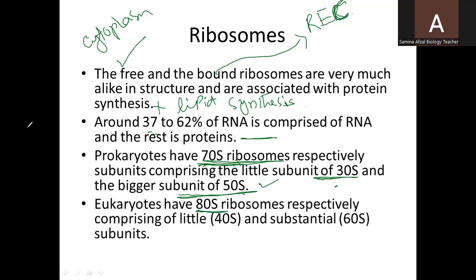So the difference is there. Eukaryotes have 80S ribosomes, in which the 40S is the smaller subunit and the 60S is the larger subunit. In this way, ribosomes are differently available in prokaryotes and eukaryotes. They are different in size and different in units as well. The subunits and larger units will have their own sequence or components inside, so they will be different there.